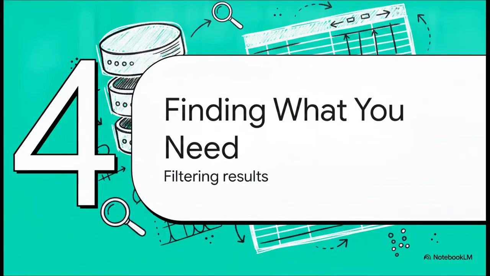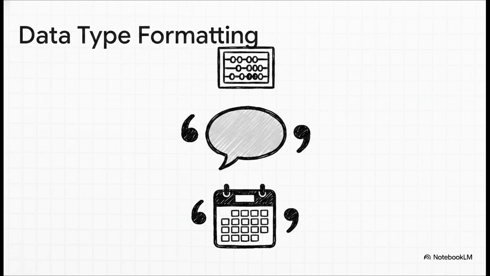Grabbing whole columns is a great start, but now for part 4, finding exactly what you need. This is where the magic really happens. We're going to add some nuance to filter out the noise. Quick grammar check before we start filtering, though. You need to format your data types correctly so the database actually understands you.